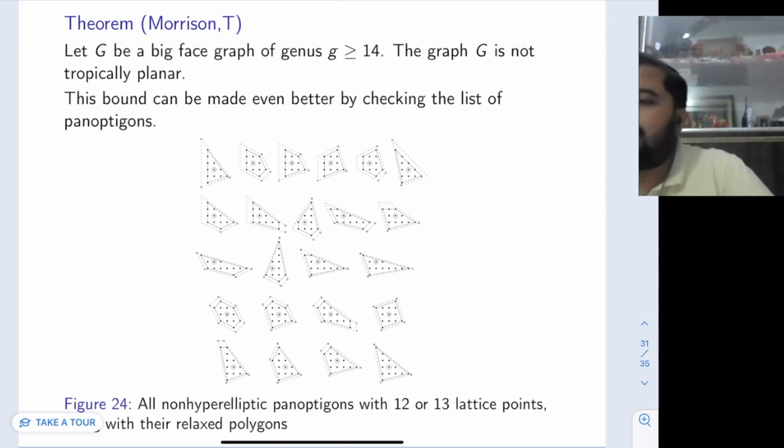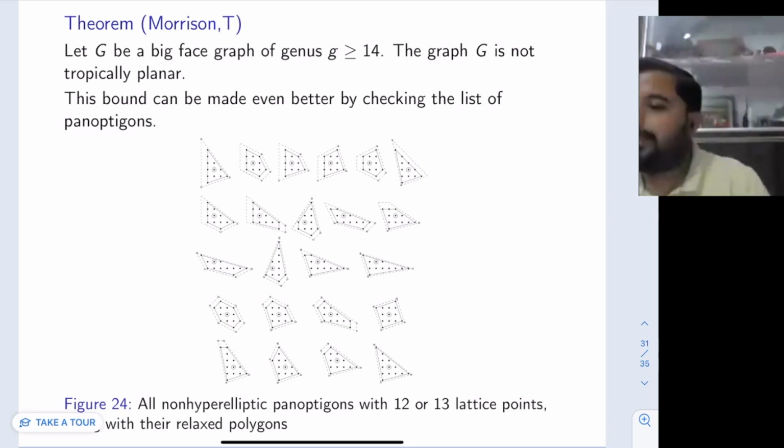prove this result about skeletons, which just says that if you have a graph, a big phase graph of genus at least 14, then that graph cannot be tropically planar, because if that is the case, then the interior convex lattice polygon has at least 14 points, which can't be the case because it's a panoptigon. And we were also able to consider the cases where the panoptigons have 12 and 13 points, and move them out to check whether this bound is exactly strict, and it turns out that yes, this bound is exactly strict.